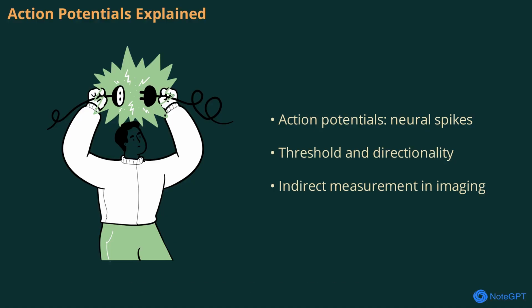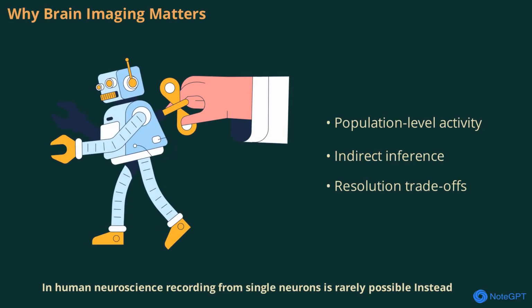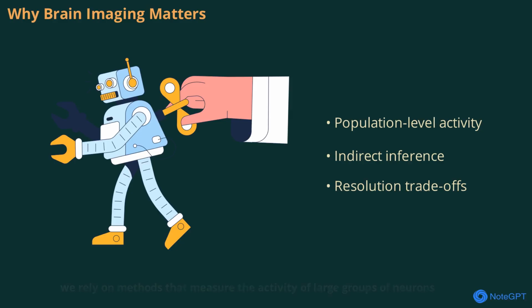However, most non-invasive brain imaging methods don't measure these action potentials directly, but rather the summed activity of many neurons. In human neuroscience, recording from single neurons is rarely possible. Instead, we rely on methods that measure the activity of large groups of neurons. Neurons with similar functions tend to cluster together, so techniques like EEG and fMRI capture the summed activity of these populations. While this approach sacrifices some resolution, it allows us to infer brain function indirectly and non-invasively. Understanding these limitations is key to interpreting the results of brain imaging studies.